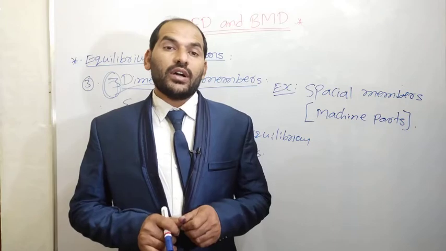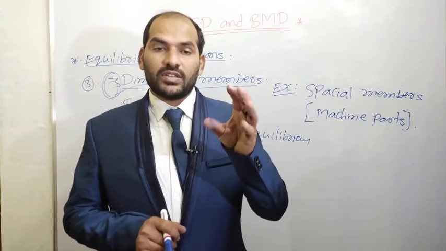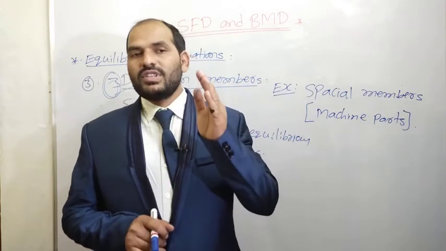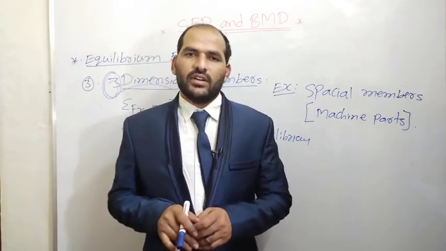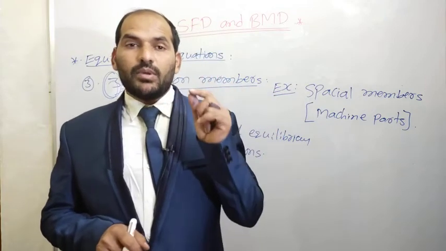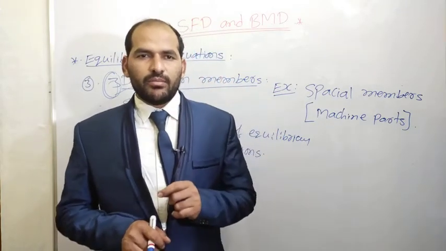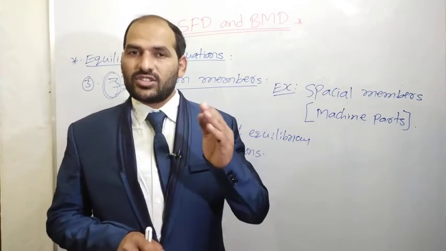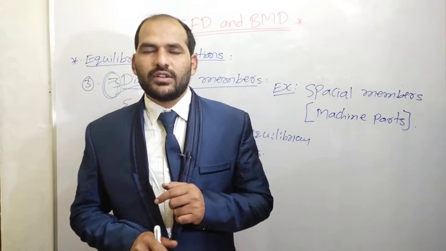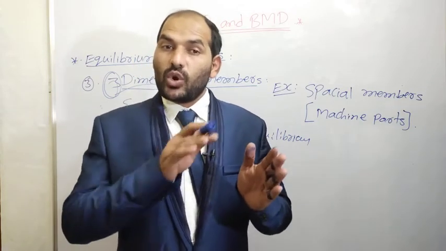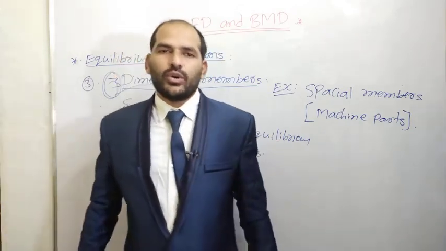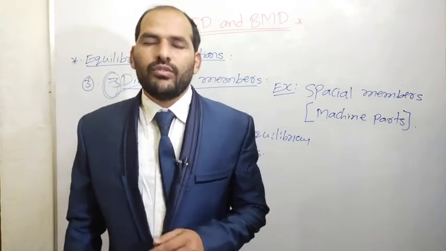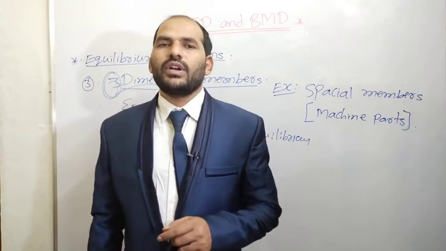Due to the application of transverse load or lateral load on the beam, shear force and bending moment occur. If you consider a one-dimensional member, that is a strut or tie, in this one-dimensional member, summation of forces along the x direction is equal to 0. That means only one equilibrium equation. We get only one equilibrium equation in a 1D member.